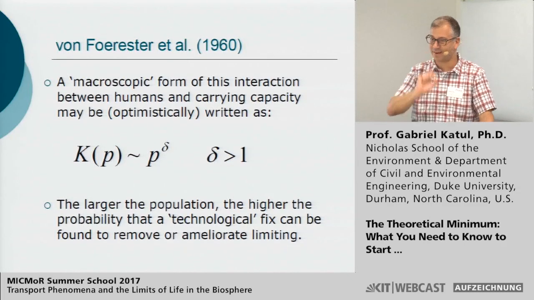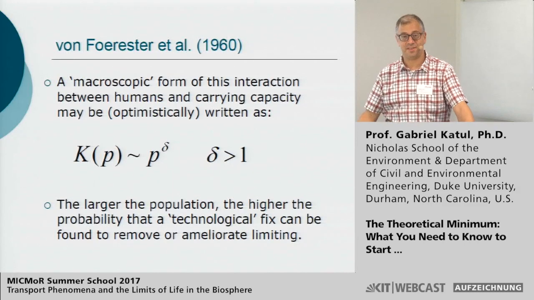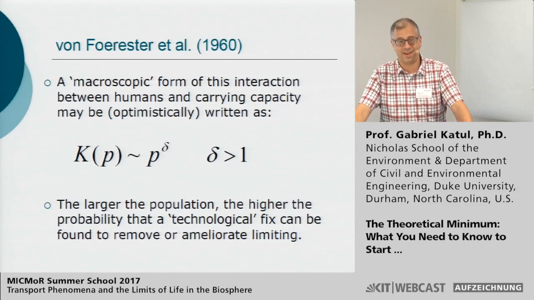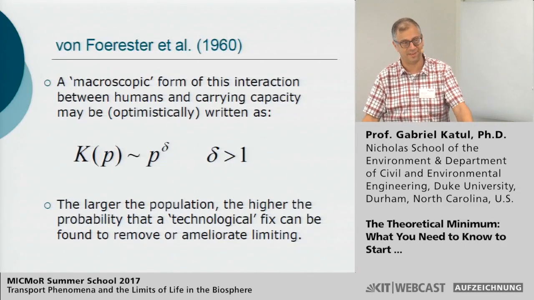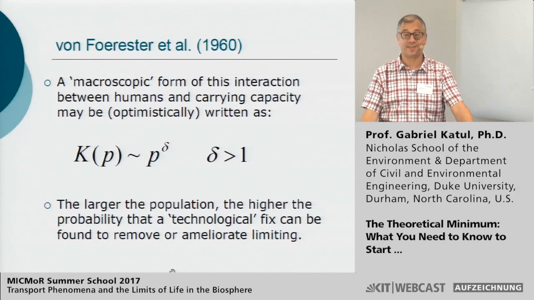And that power would be bigger than 1. So that was the most optimistic you could get, according to him. You cannot get better than this, okay? So where does that take us?